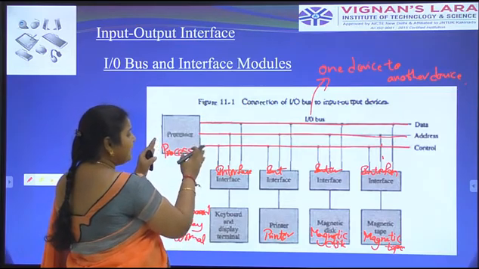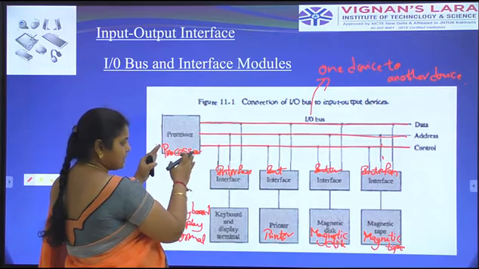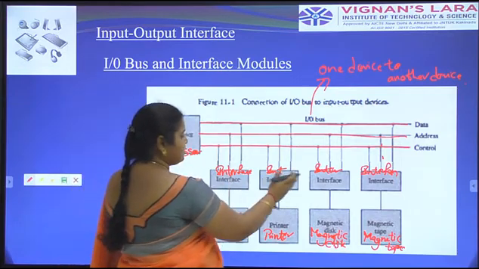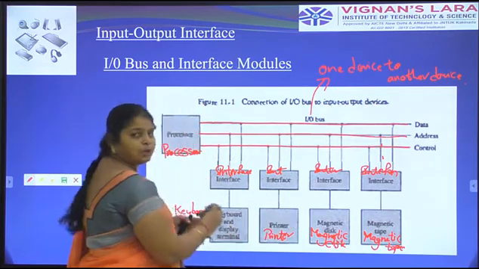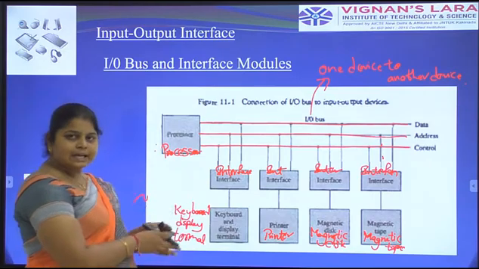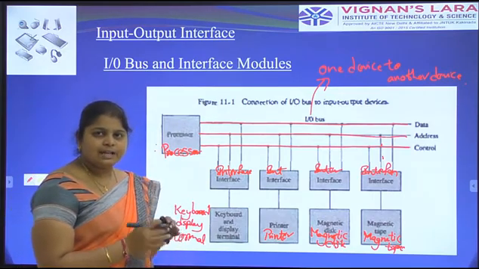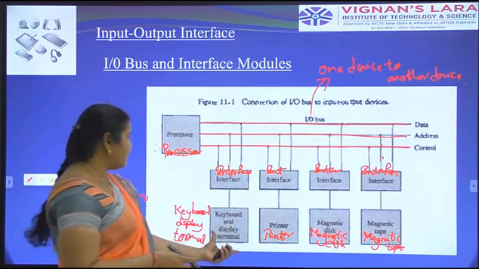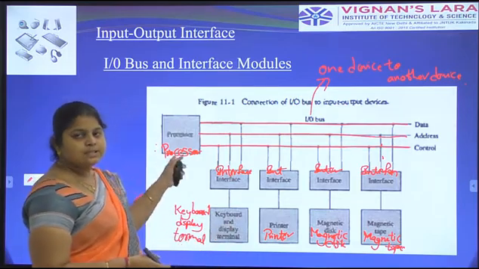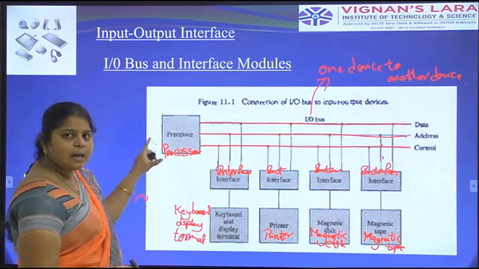The internal part of the computer is the processor. Okay, these are the interfaces. An interface is connected to every input and output device. What is the function of an interface? It transfers the information from the input devices to the processor. Processor here means the CPU or memory.